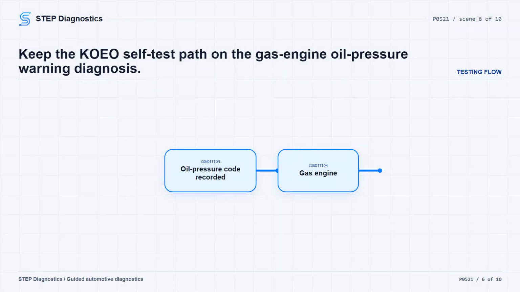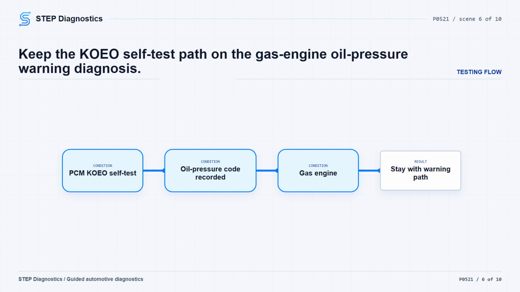There is also a path where this oil pressure code can be recorded during a PCM key on, engine off self-test while working through the warning indicator diagnosis. On this gas engine, stay with the engine oil pressure warning indicator diagnostic path. Do not mix in unrelated code paths or diesel-specific handling while diagnosing this 7.3 gas truck.